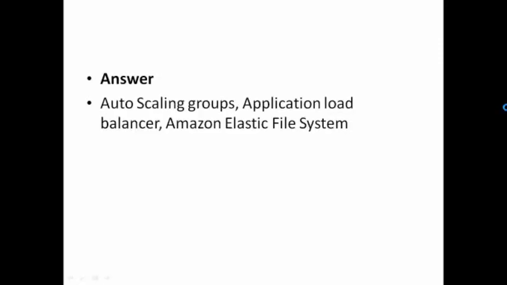So in this scenario, the answer would be we can use auto scaling groups, we can use application load balancer, and we can use Amazon Elastic File System. These services in combination will provide us the right solution. We can use auto scaling groups to launch and terminate instances across multiple availability zones based on the demand. That will make sure the services are available.